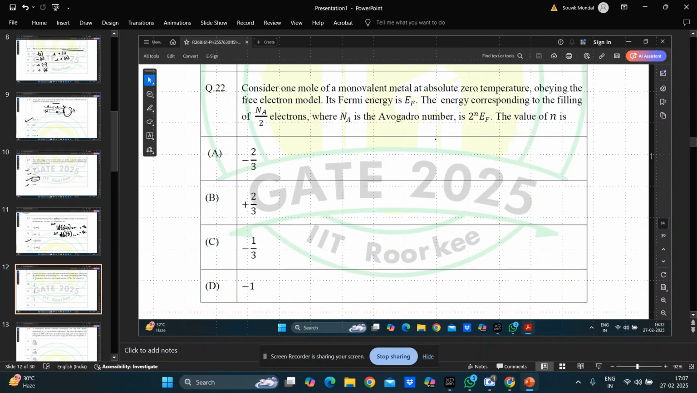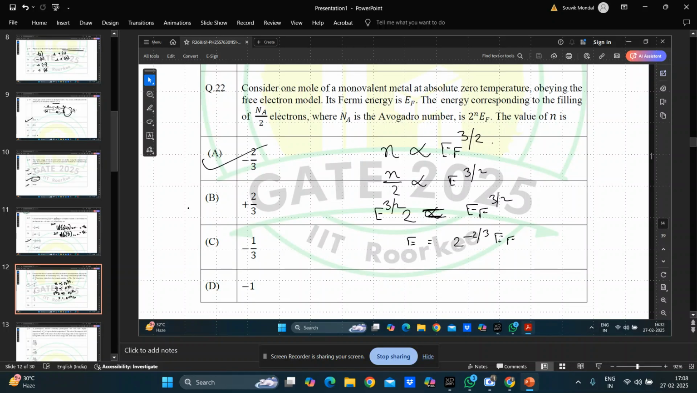The next one is simply the relation of number density with Fermi energy, how it is related. Fermi energy is proportional to n to the power 2 by 3. So n is proportional to E to the power 3 by 2. So n by 2 is proportional to, let's say, E to the power 3 by 2. You have to calculate the relation between E and EF. If you take the ratio of these two, then E to the power 3 by 2 into 2 is equal to EF to the power 3 by 2, right? So E is equal to 2 to the power minus 2 by 3 into EF. So it will be minus 2 by 3.